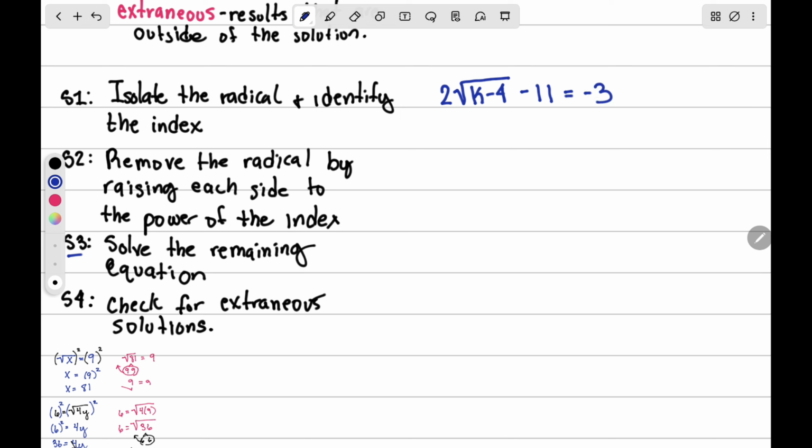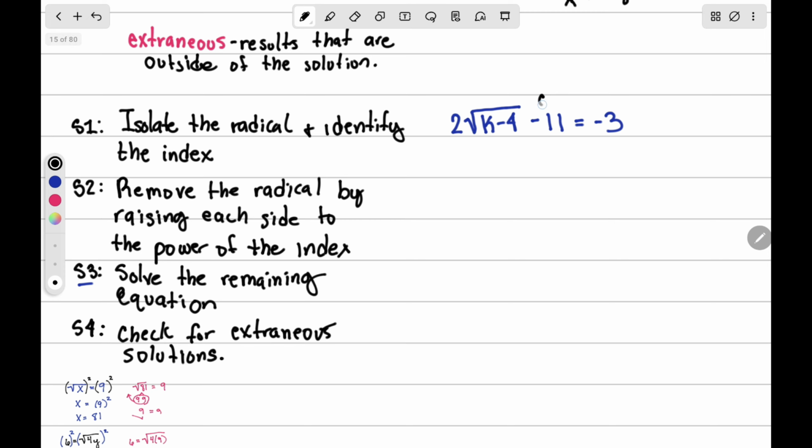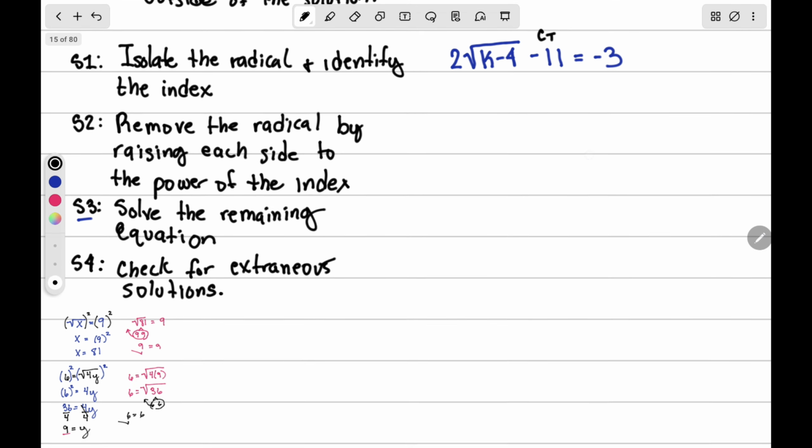Don't roll your eyes now. You knew this was coming. All right, so rule 1, step 1, it says isolate the radical. Let's start there. You're trying to get the square root of k minus 4 by itself. In order to do that, you must remove everything else, and you do the same thing we talked about. Constant terms are moved first. Remember? Constant terms are moved first. So if that's a negative 11, we're going to add 11 to both sides.